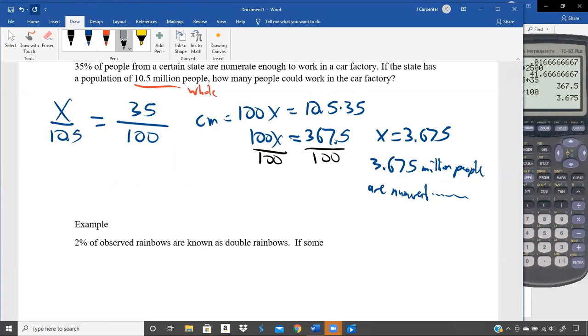So if someone observes, let's go with 150 rainbows, how many do they expect to be double rainbows? So you're going to take 5 minutes and try that out. And then we'll go over it.